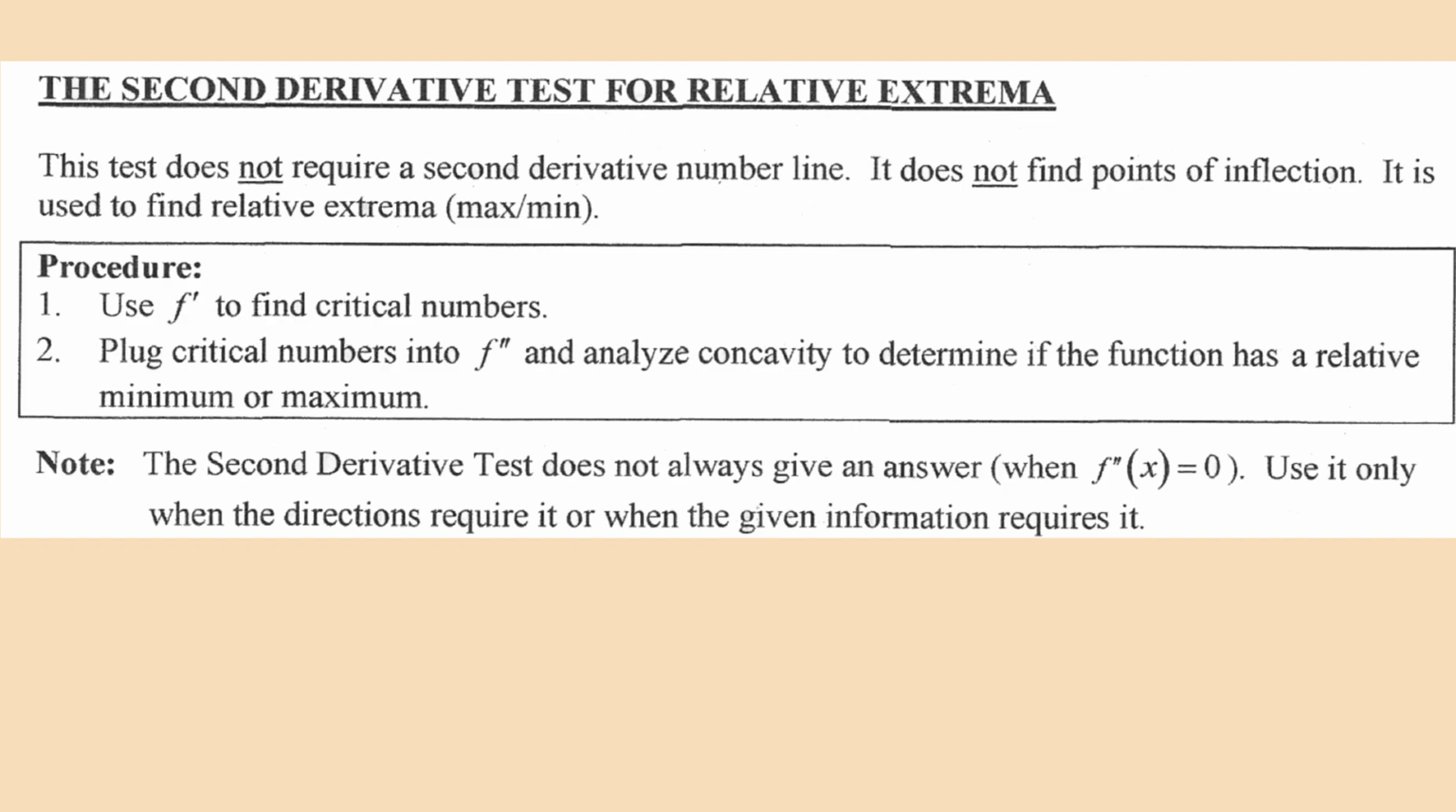The second derivative test for relative extrema. Let's be careful. This test does not require a second derivative number line. It does not find points of inflection. It is used to find relative extrema. So use f prime to find the critical points. Plug those critical points into the second derivative to analyze concavity and determine whether you have a relative max or min. The second derivative test does not work if the second derivative is equal to 0. So you go ahead and use the first derivative test if that happens.